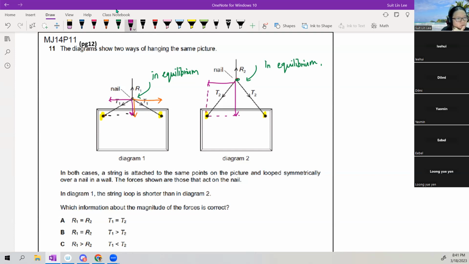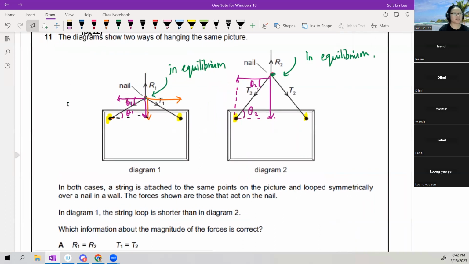Okay. So let's say this is theta 2. We do alternate angle, this is theta 2. And let's say this is theta 1. So this is theta 1. I think it's safe to say that theta 1 is less than theta 2. Can tell from the picture, right? Then now if I resolve, this downward component will be T2 sine theta 2. This downward component will be T1 sine theta 1.